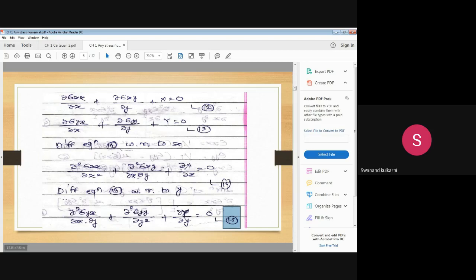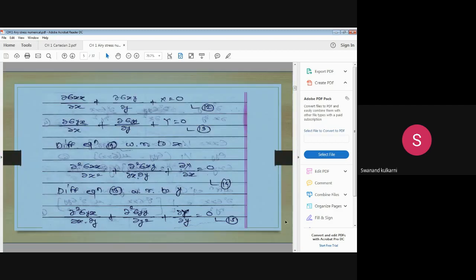Is it okay? So we can understand how this equation, ∂²σyx/∂x∂y plus ∂²σyy/∂y² plus ∂Y/∂y is equal to 0, came. We have taken the reference of equation number 13. From 13, after differentiation with respect to y, we got this particular equation. Is it okay? So try to understand this thing, then we should go ahead.